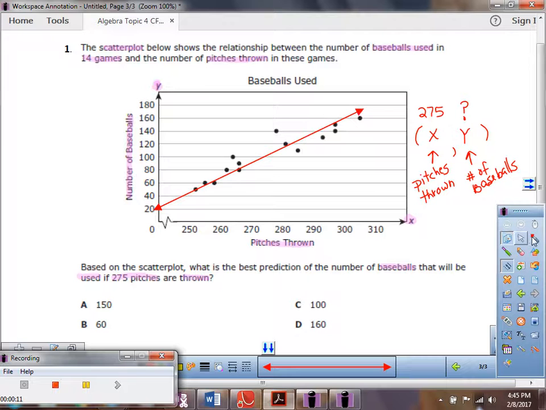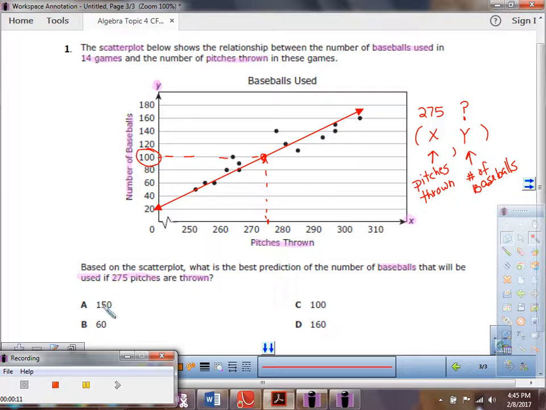And then what you want to do is look it up on the graph. So 275 is your x, which would be right here between 270 and 280. Go straight up to the line, which is going to be right here. And then they want the y-coordinate, so you want to go straight this way. And it's going towards 100. So we want to pick an answer that's near 100.